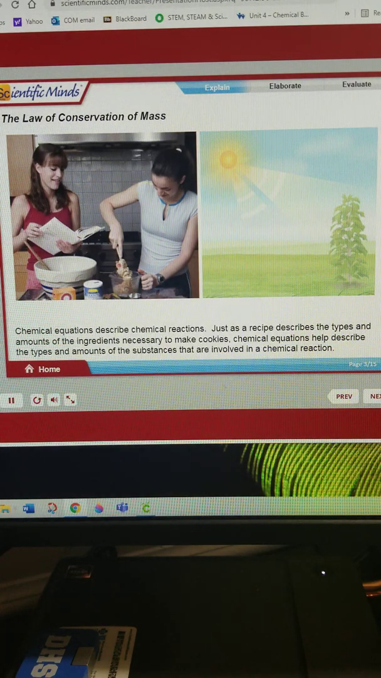Chemical equations describe chemical reactions. Just as a recipe describes the types and amounts of the ingredients necessary to make cookies, chemical equations help describe the types and amounts of the substances that are involved in a chemical reaction.